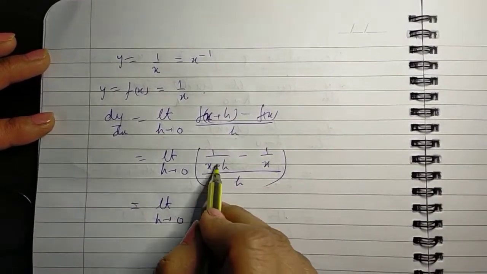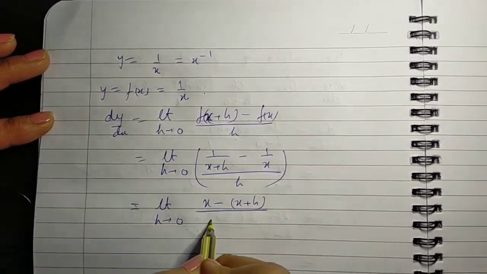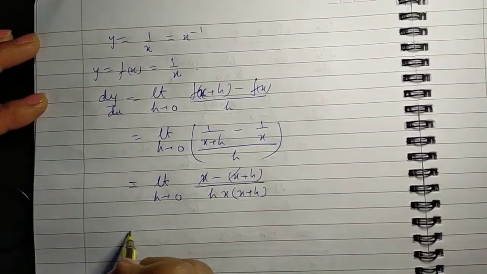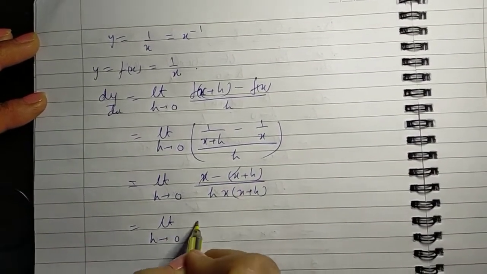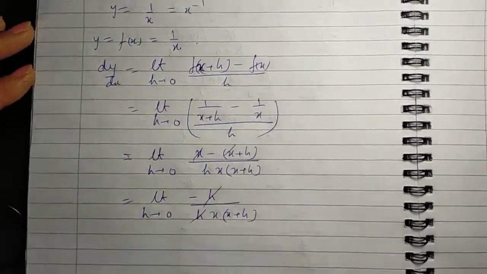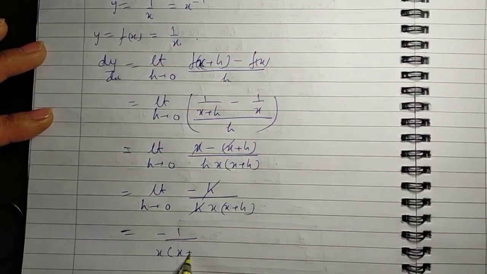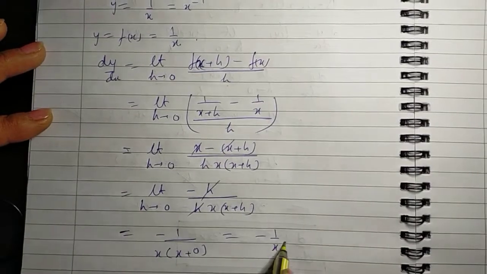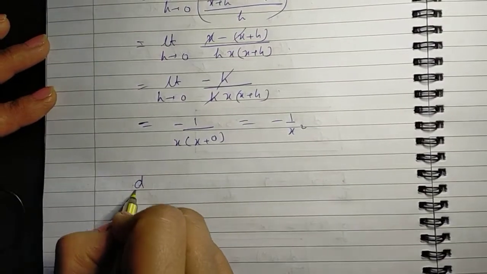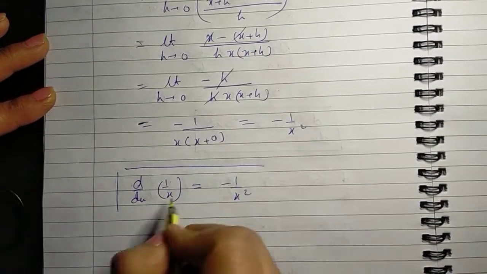Now take the LCM, we get x minus (x plus h) over h into (x plus h). This gets cancelled. We are left with limit h tending to 0 of minus h over h x (x plus h). This h gets cancelled. Now substituting, we get minus 1 upon x into (x plus 0), which is minus 1 upon x square. So we have seen that the derivative of 1 upon x is minus 1 over x square.